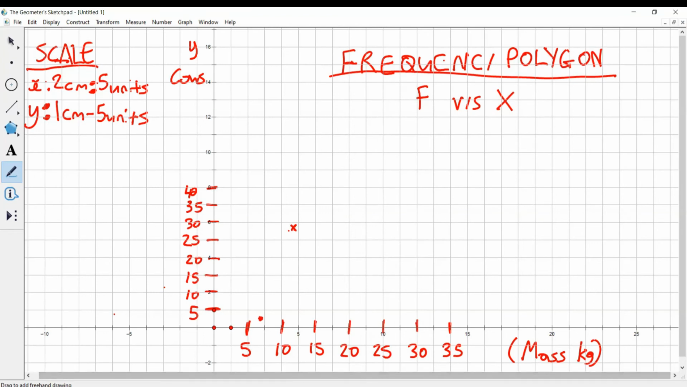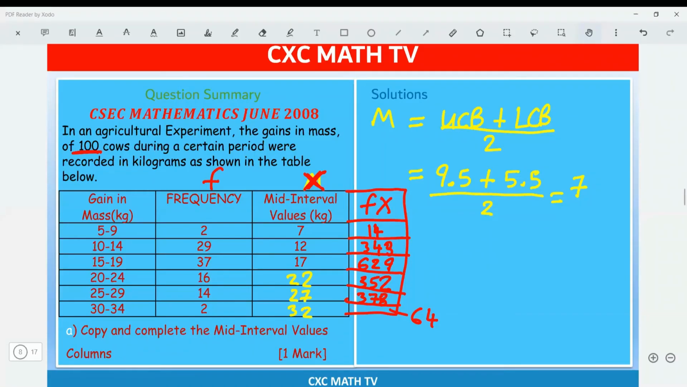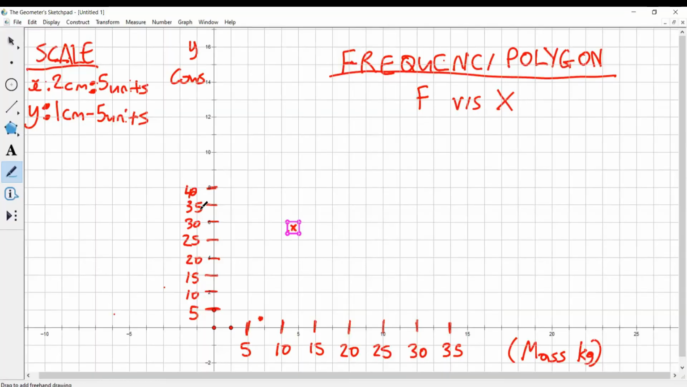All right, and then we have 37 to 17, 37 on the y and 17 on the x. 37 is pretty much almost in between 35 and 40. Then we need 17. 17 is just about here. All right, that's right there.